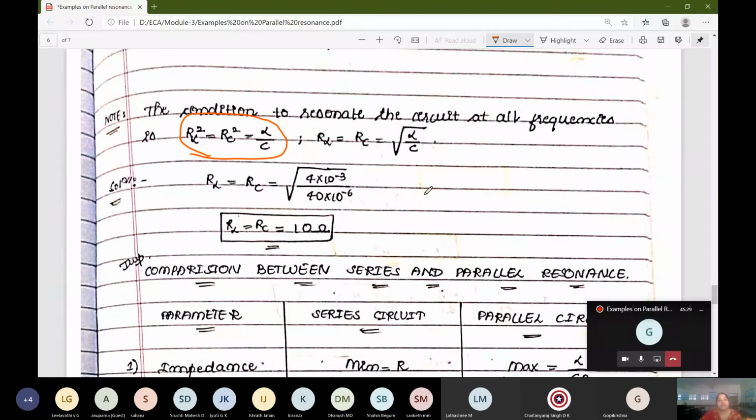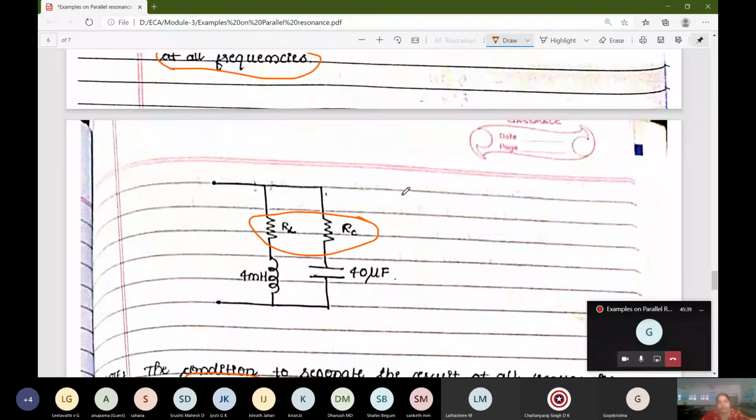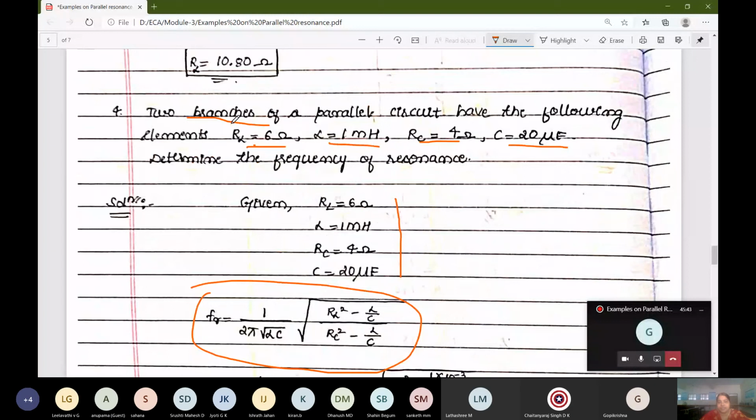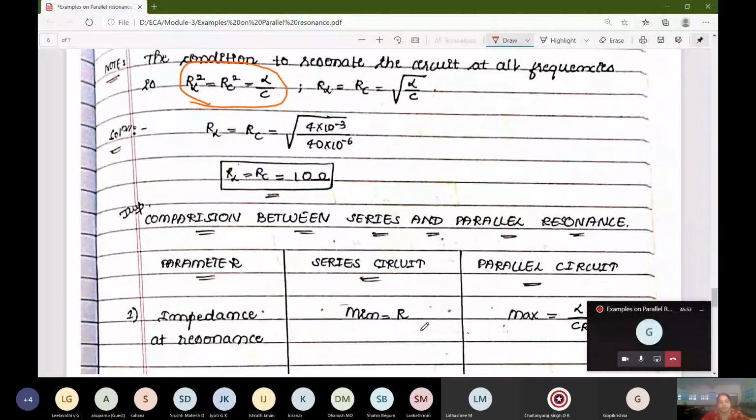So these are some of the examples of parallel resonance which follow the derivation. Okay, the derivation steps are followed. If they have not given any derivation steps, if they have given direct values to be substituted, by seeing the question you have to decide which case it is. Accordingly you have to go with the formula, that is FR. So different types are being covered here.